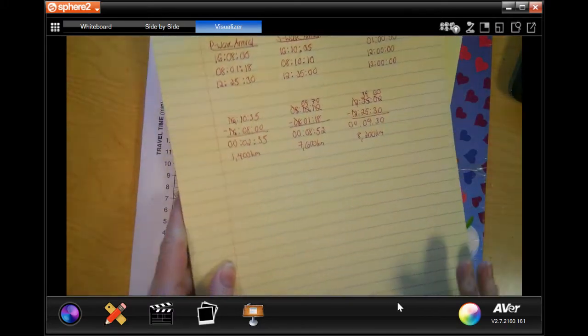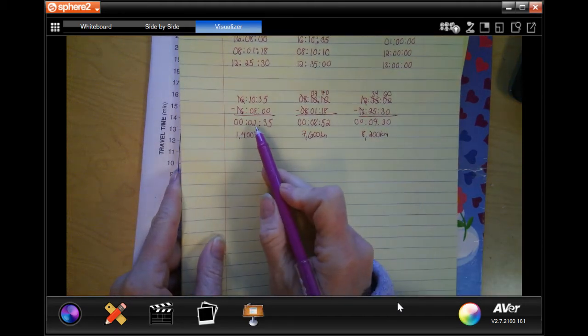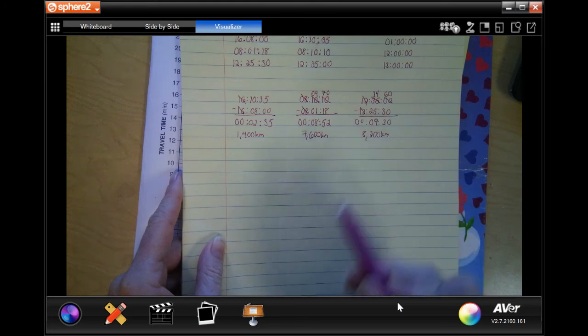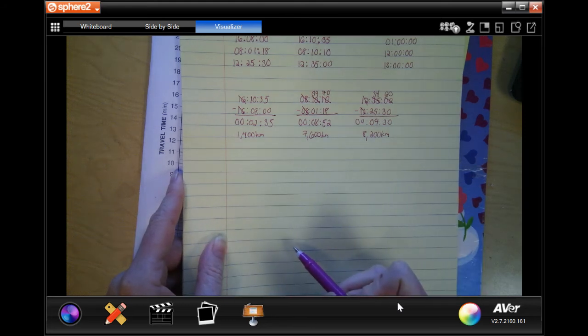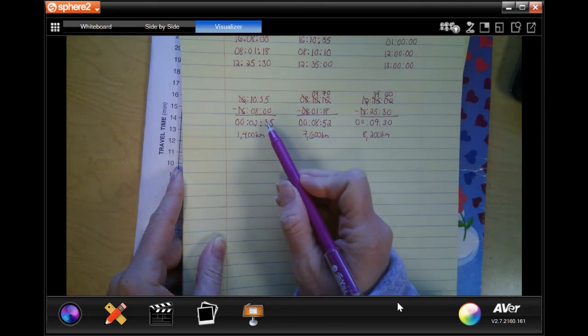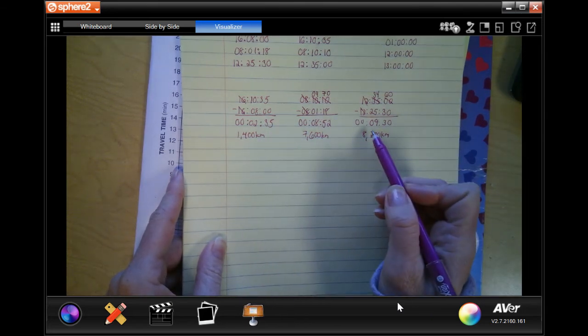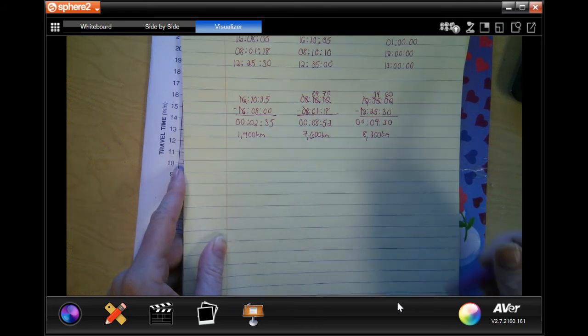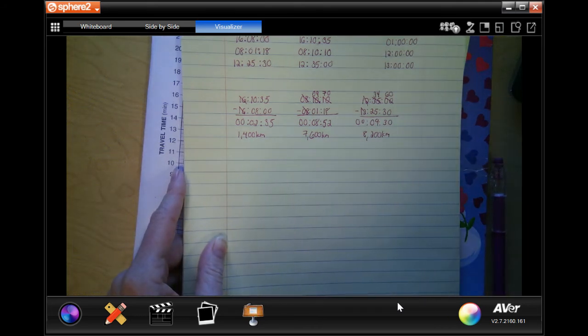Now we're noticing a pattern here. As the time difference gets bigger, the earthquake is further and further away from our recording station. So what we first have to make sure we do is calculate the correct time difference first, and then we can use that time difference to calculate the distance from each recording station.